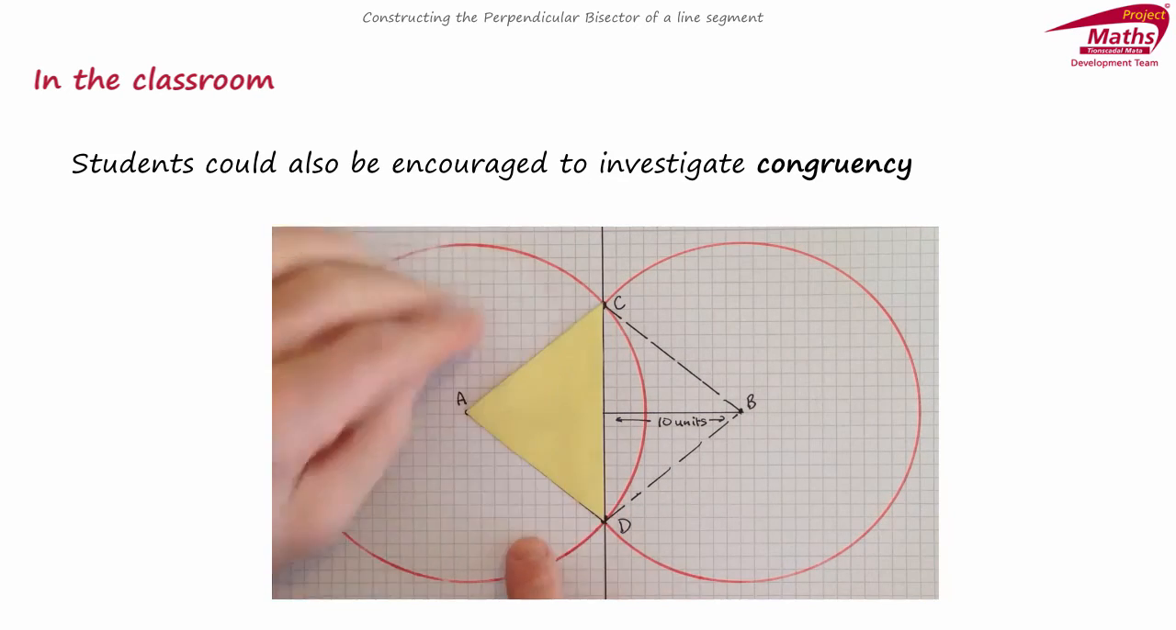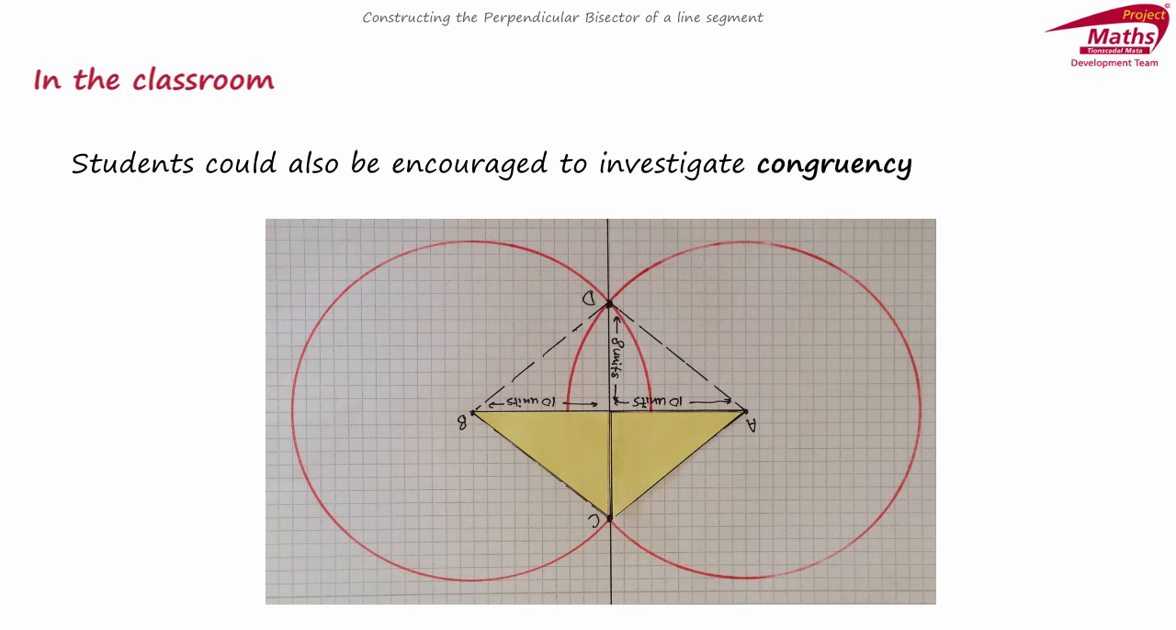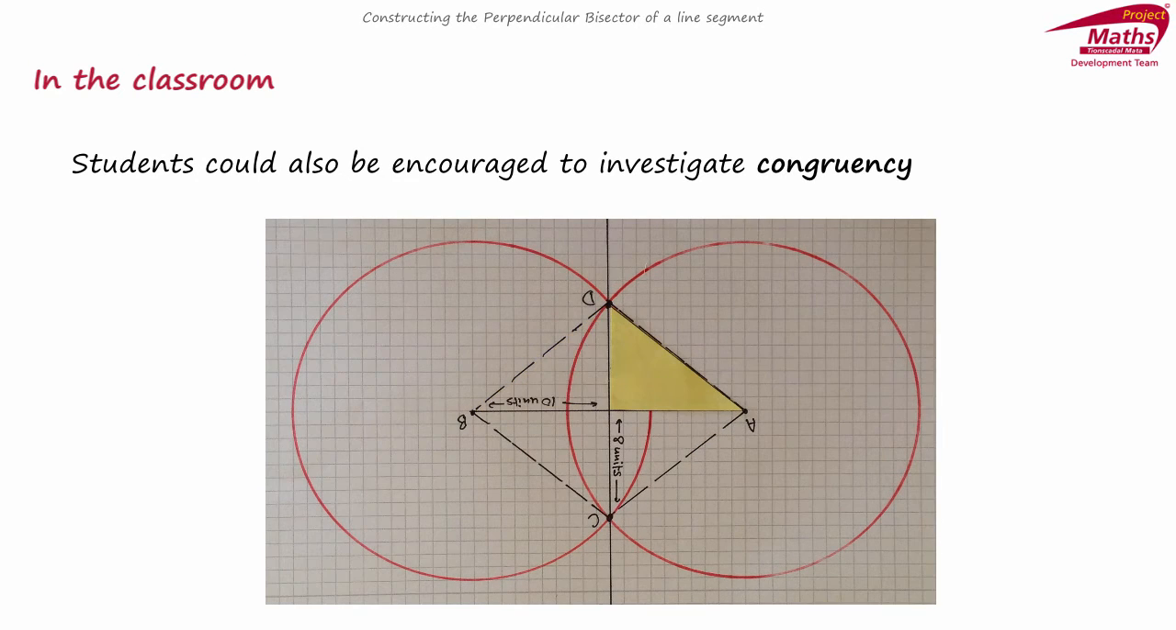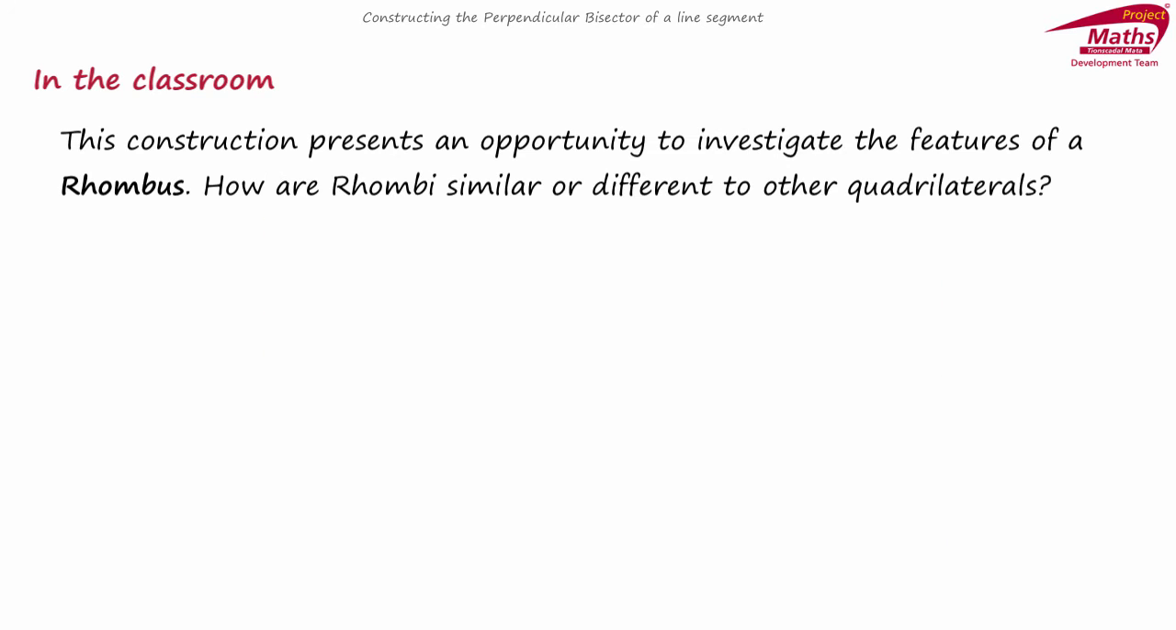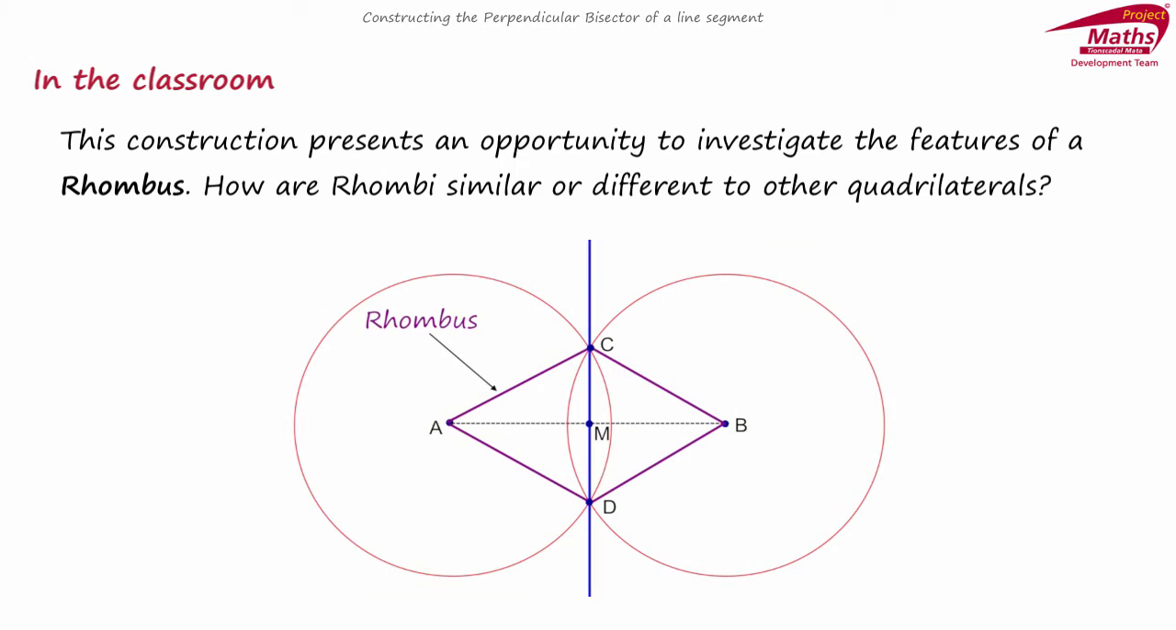Students could also be encouraged to investigate congruency. How many congruent triangles can you find? Why are they congruent? This construction also presents a chance to investigate the features of a rhombus. How are rhombi similar to or different than other quadrilaterals?